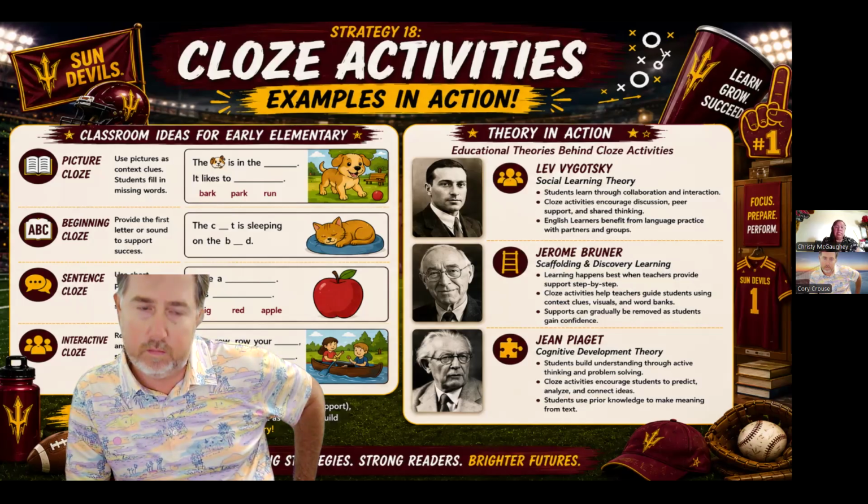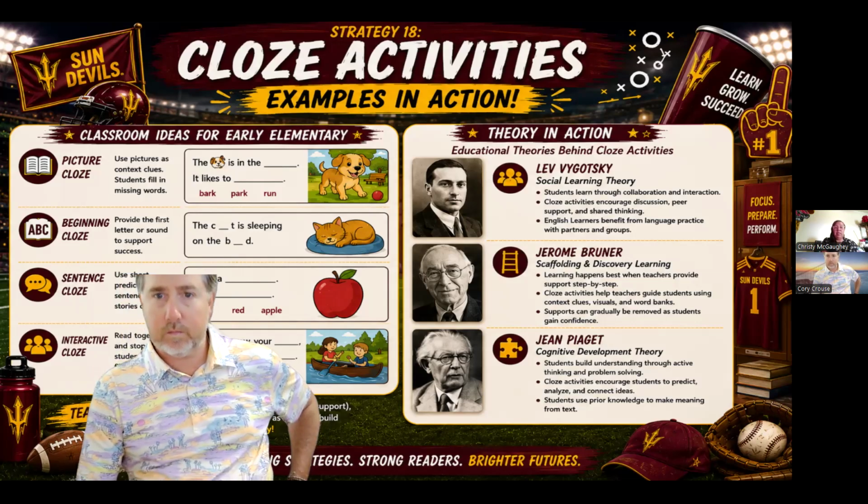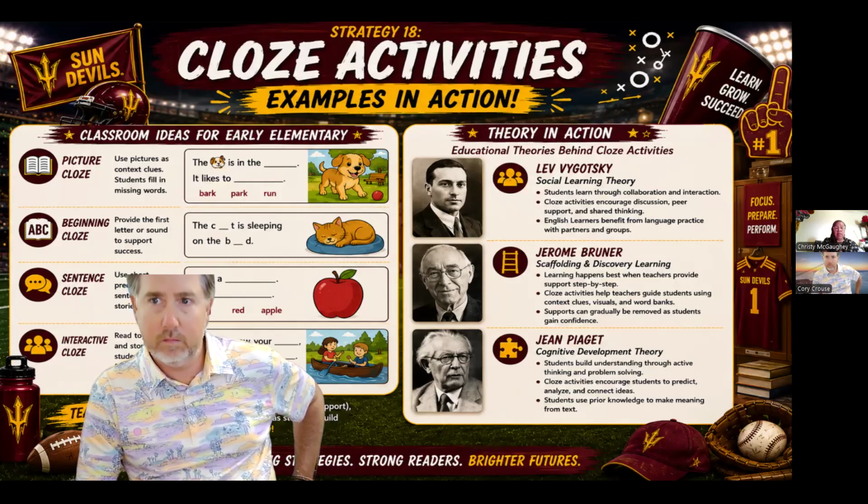Okay, so we have the sentence cloze. We use short predictable sentences from stories or songs. So, "I see a blank, it is blank." So they would have more clues, or a word bank at the bottom says big, red, and apple.